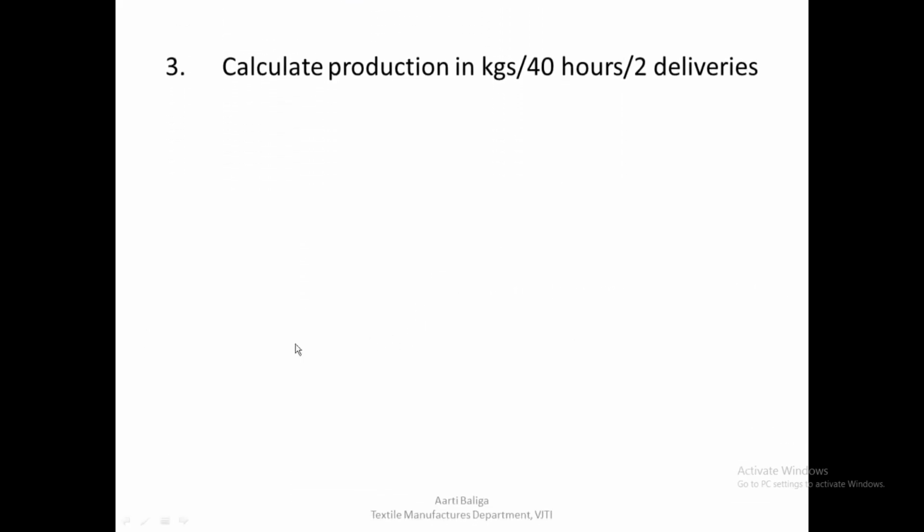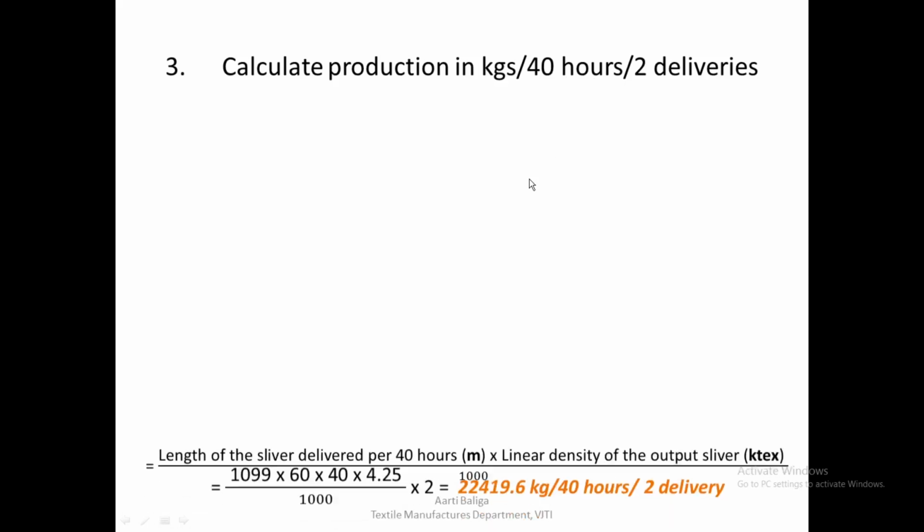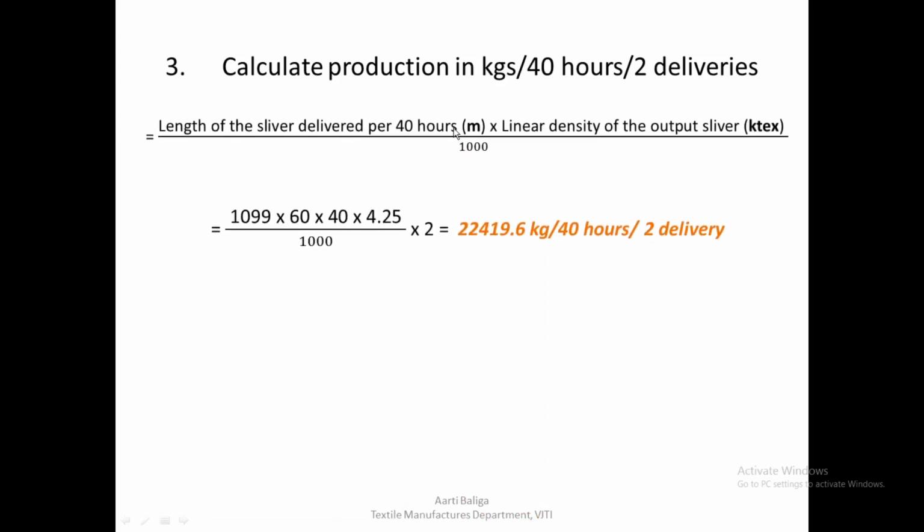So the unit that we decide to calculate is this, because we have been given actual production in this particular unit in kgs per 40 hours per 2 deliveries. So we are going to try and match it up. So here for 40 hours, what I need to do is, instead of the length of the sliver delivered in meters per minute, which value I have, I need to convert it to meters per 40 hours, and then use ktex, which I have found out, and divide that by 1000 to get the production value here.